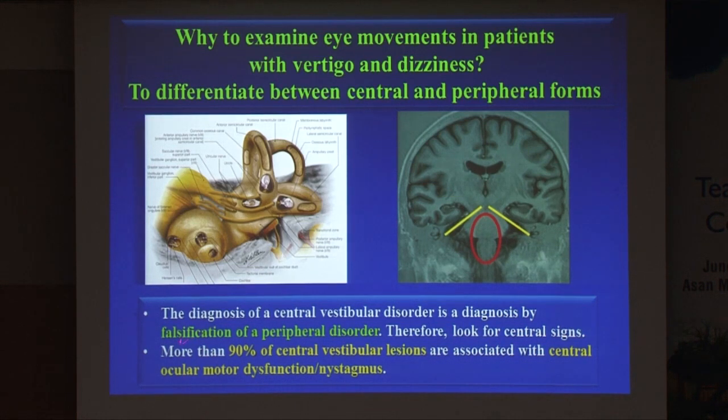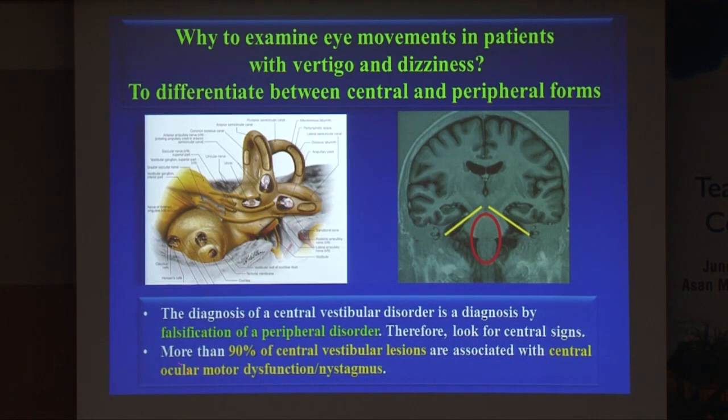And keep in mind, from a logical point of view, the diagnosis of a central disorder is a diagnosis by falsification of a peripheral vestibular disorder. So this is logical. You have to look for central signs. Otherwise, you cannot properly differentiate between central and peripheral lesions. This was stated by a famous philosopher, Karl Popper: falsification is possible, verification not. So keep that in mind. We are all logical people.